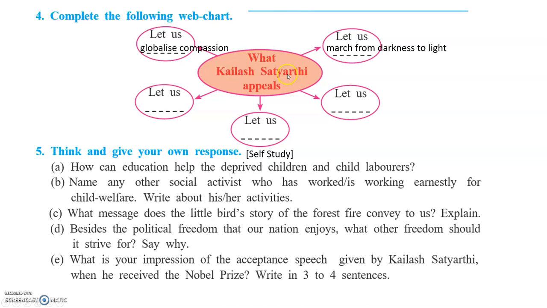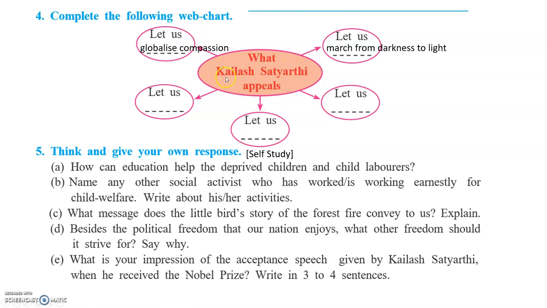What does Kailash Satyarthi appeal? Okay, what do you mean by appeals? It means he pleads, doesn't he? What does he plead for? Okay, so you have already got this. Let us. It's all given here. There are 5 of these. Now, that is also clearly given.